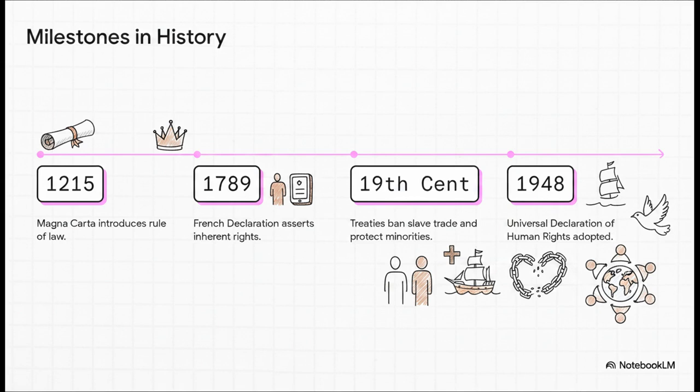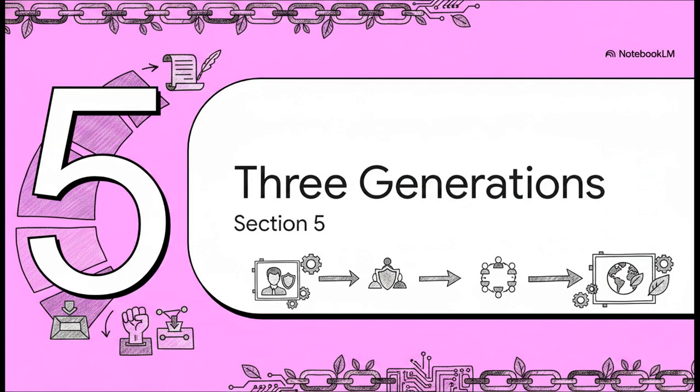But the real game changer was the 20th century. The unimaginable atrocities of the Second World War and the Holocaust completely shattered the illusion that nations could be trusted to protect their own citizens. A global framework wasn't just a good idea anymore, it was an absolute necessity for survival. And that led straight to the creation of the UN and the adoption of the Universal Declaration of Human Rights in 1948. Next up, Section 5, 3 Generations of Rights.